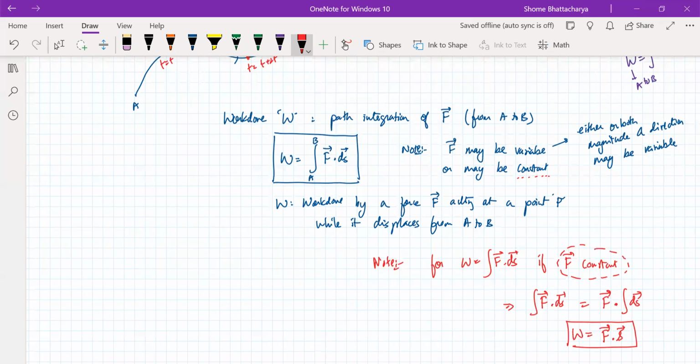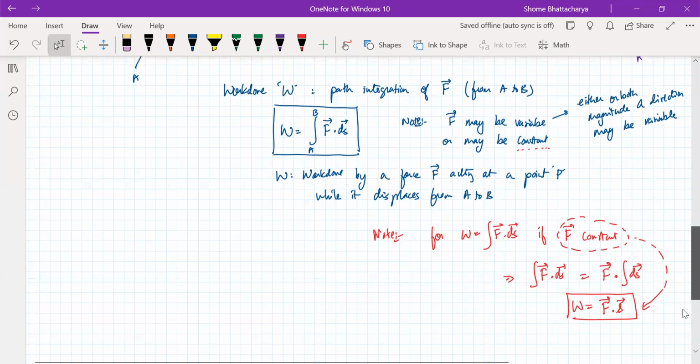So this special formula, which is a simplified version of the integration, F dot S, can be shown from the general formula also, by applying the special condition that the force is constant. So when the force is constant, the integration of F dot ds itself becomes F dot S. All right, so hope this is also clear now. So let us look at some examples of work done by force.